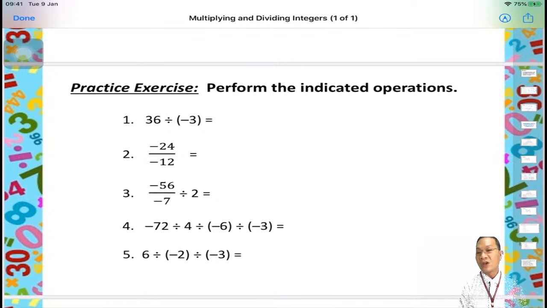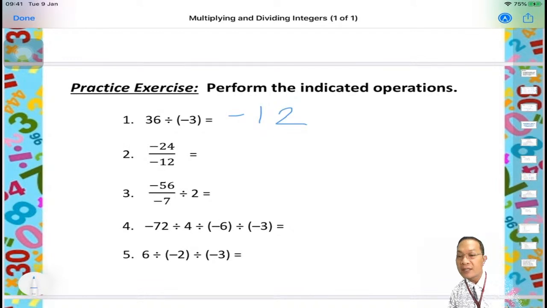May I see again? Very good. You have answered positive, negative, negative equals positive, negative. Okay. Next, let's have the practice exercise. Number 1, 36 divided by a negative 3 is negative 12. Okay? So the answer for number 1 is negative 12.